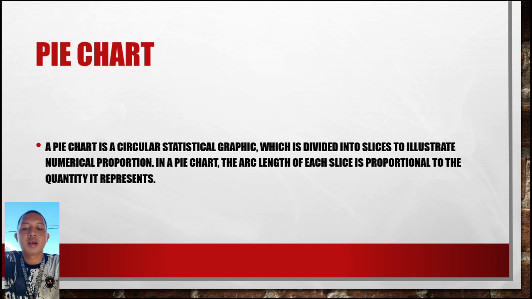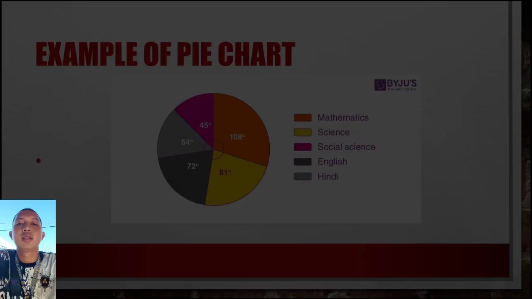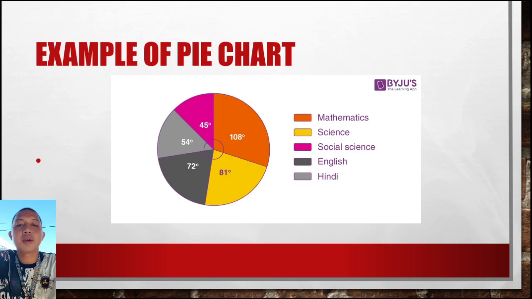Pie chart. A pie chart is a circular statistical graphic which is divided into slices to illustrate numerical proportion. In a pie chart, the arc length of each slice is proportional to the quantity it represents. This is the example of a pie chart. You can use the concept of a pie chart by gathering data.